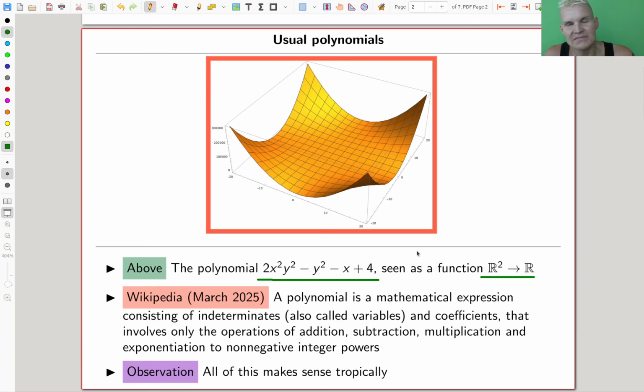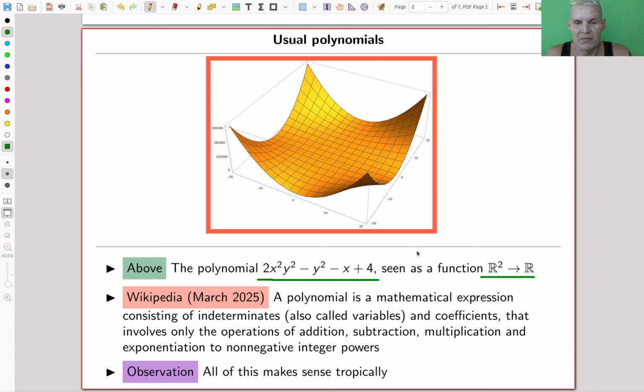And Wikipedia tells me, or told me, when you're watching this it might have changed because Wikipedia changes, and that's totally fine. That's part of the game. But anyway, in March 2025, when I recorded this video, there was a sentence that essentially explains what a polynomial is, and it absolutely makes sense. So a polynomial is a mathematical expression consisting of variables and coefficients that involves only operations of addition, subtraction, multiplication, and exponentiation. Wonderful. And all of this makes actually sense tropically, yeah?